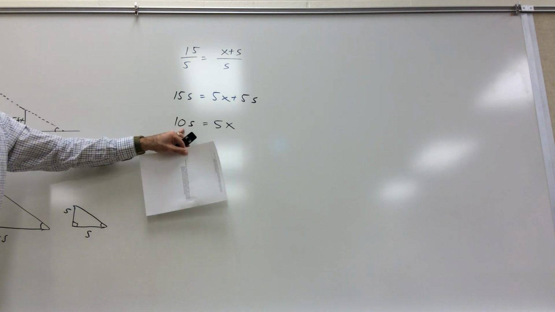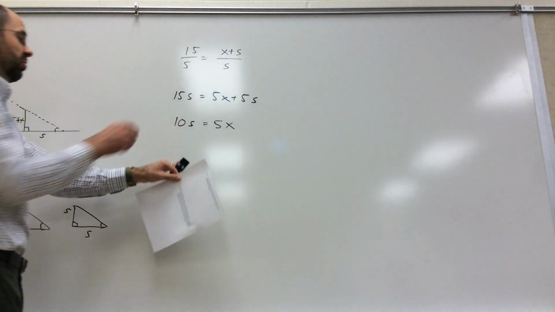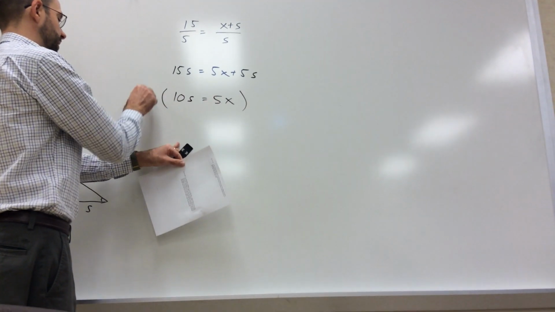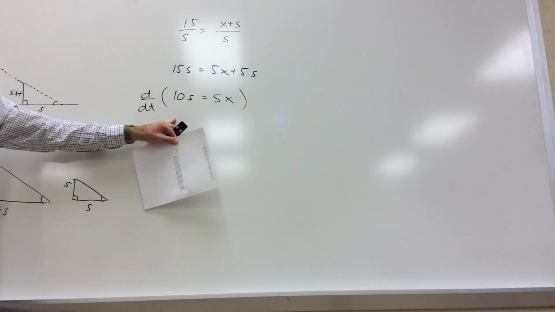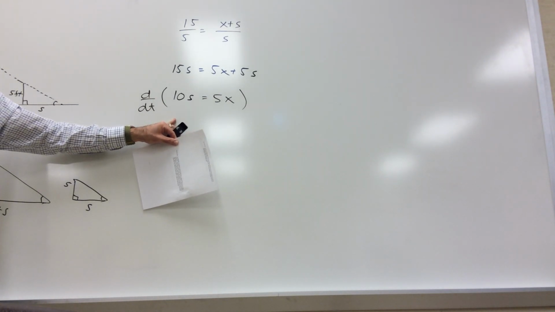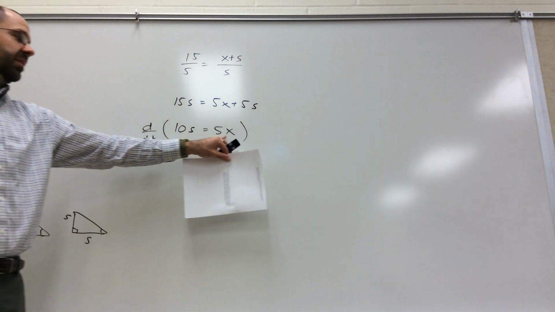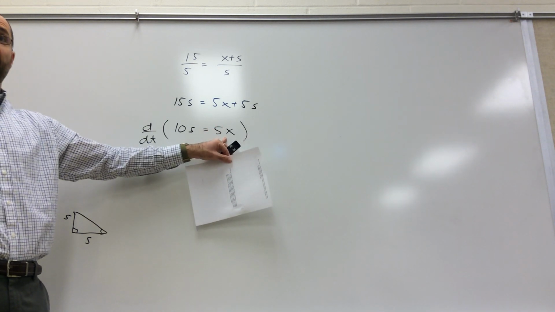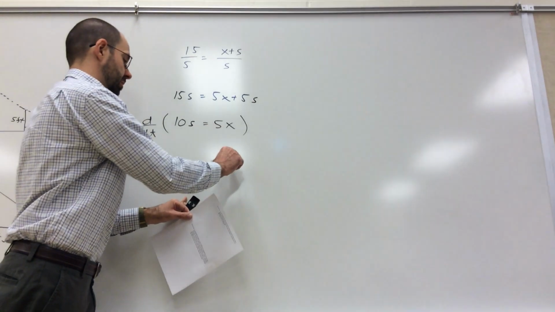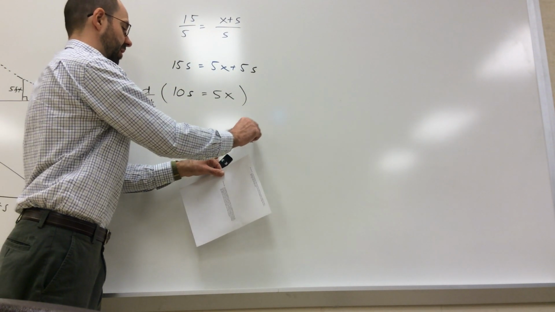So this equation right here is a static equation. It's just about one moment in time. So I'm going to take the derivative of it to create an equation that talks about how things are changing. So the derivative of 10s, well, let me start with 5x because that's easier for people because they like x. Derivative of 5x is 5. But then it's a disguised chain rule, so it's times x prime.